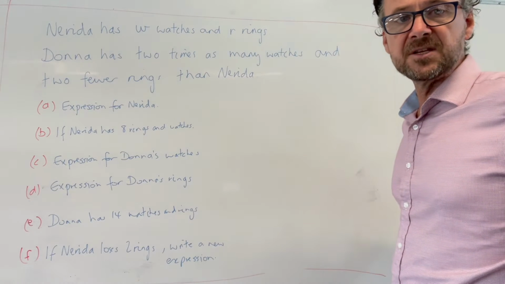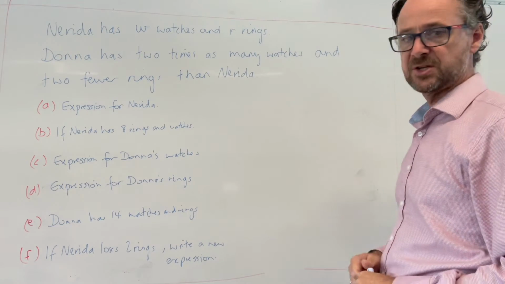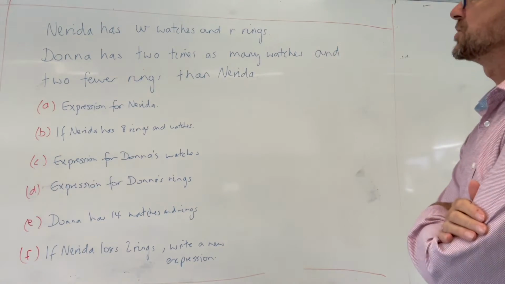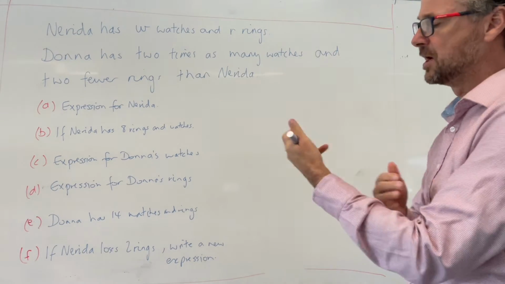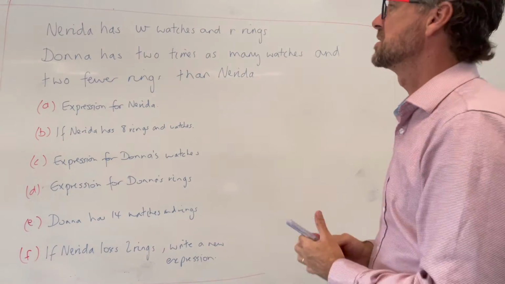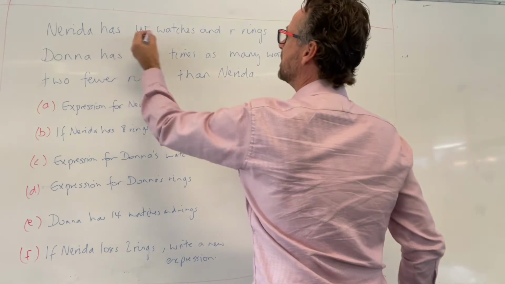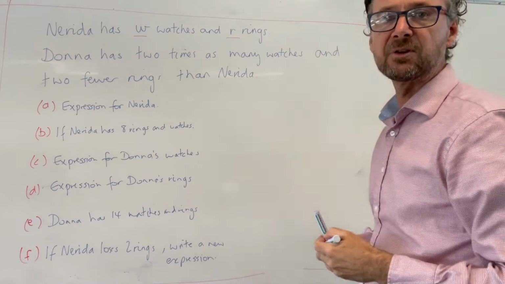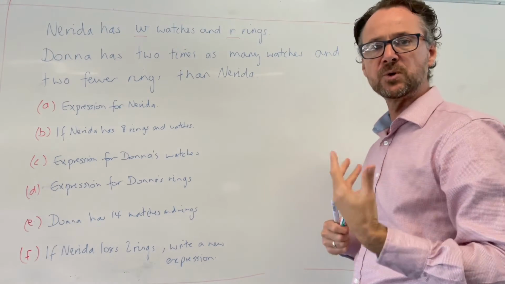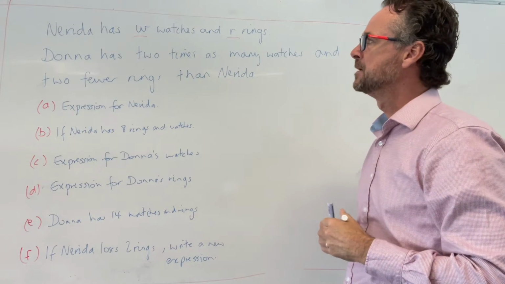Okay, let's apply this thinking about equations to a particular story. So here we have Nerida, she's got W watches and R rings, okay? So in this case, we've been given the pronumerals, okay? So the pronumerals here are W and R. And what we notice is that they're in lowercase, okay? So with these pronumerals, we always put them in lowercase.